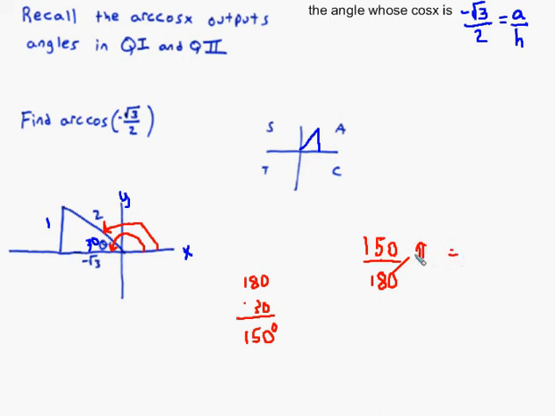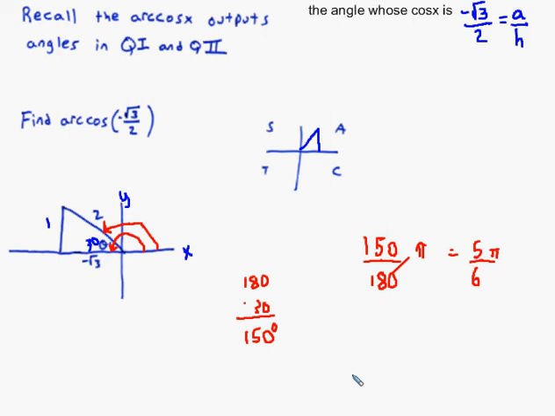So let's give this a shot. 3 goes into 150 50 times, and 3 goes into 180 60 times, but I really should be dividing both by 30. So 30 goes into 150 5 times, 30 goes into 180 6 times. So in radians, my answer would be 5 pi over 6.